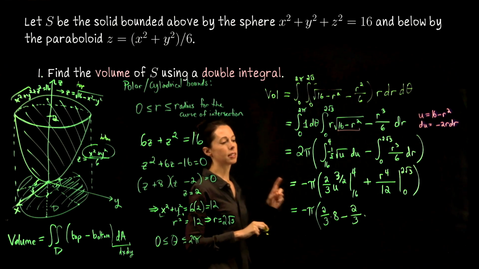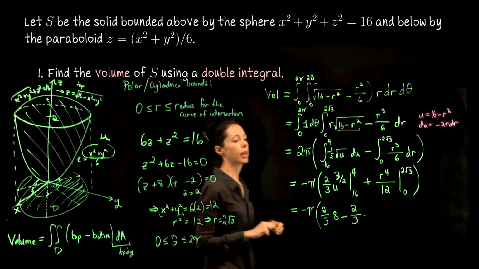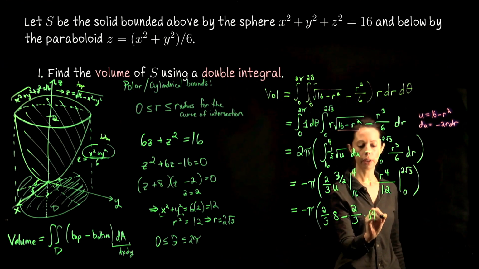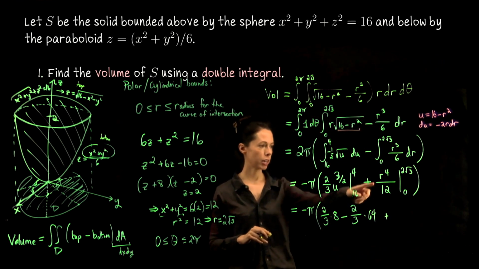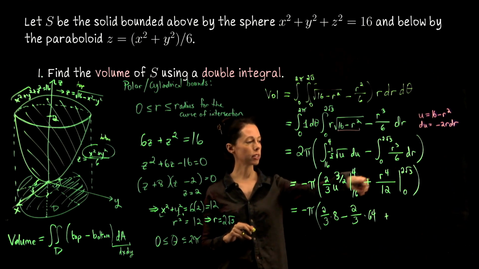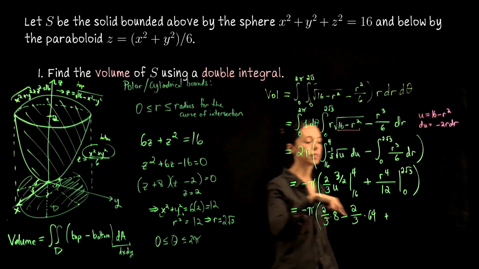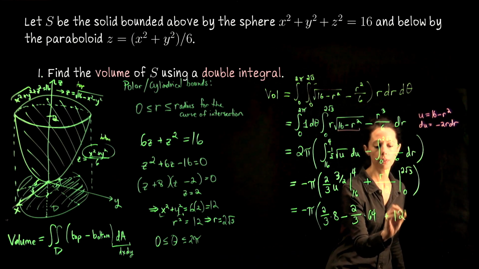16 to the 3/2 is 16 to the 1/2 cubed. 16 to the 1/2 is 4. Cube it, you get 64. Okay. And then for the second expression, we need to take 2 square root of 3 and raise it to the 4th power. Squared is 12. Square that again, you get 144. Divide that by 12, and you're left with 12.